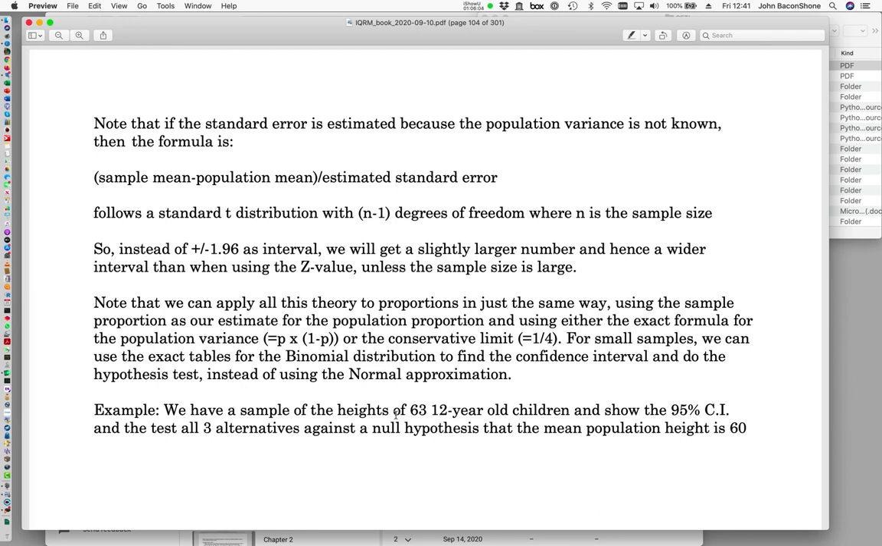So let's have a look at an example. We're going to look at a sample of the heights of 63 children who are 12 years old, and we're going to show what the 95% confidence interval is, and we're going to test all three alternatives against a null hypothesis that the mean population height is 60. This is an American data set, so they still work in the dark ages of feet and inches. So this 60 means 60 inches, or 5 feet.